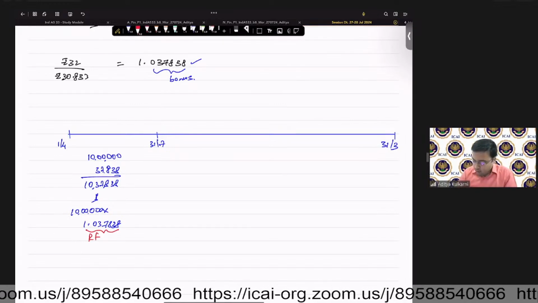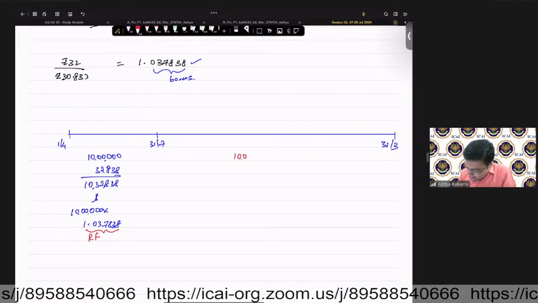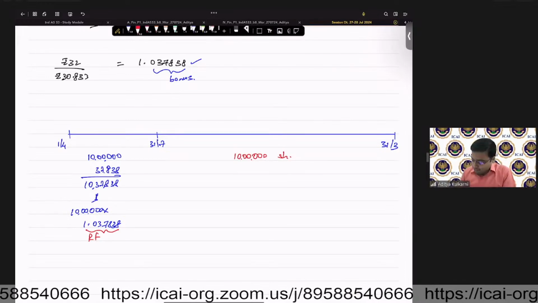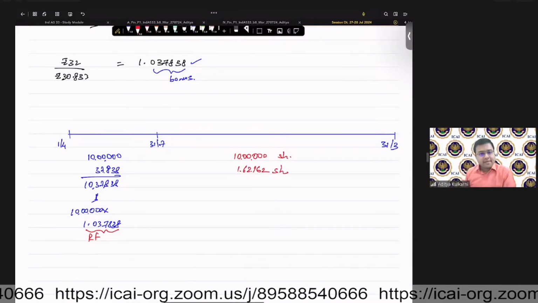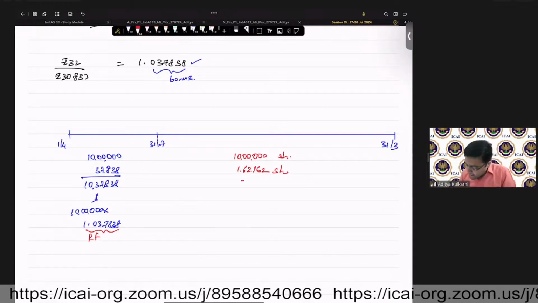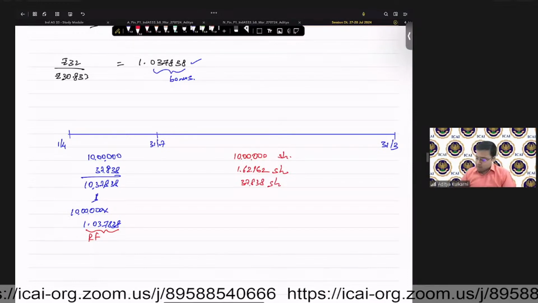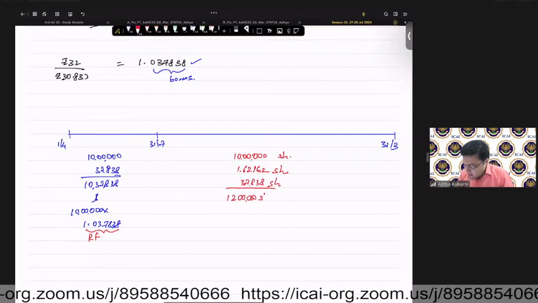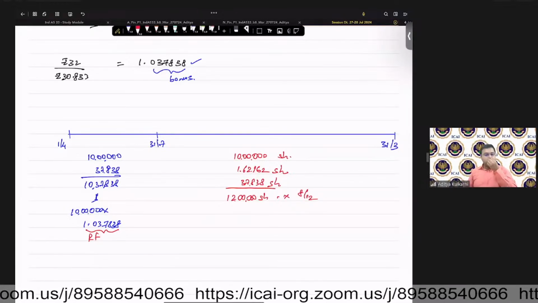Going forward, how am I doing? Well, going forward, I have 10 lakh shares, I have 1,62,162 shares, that is the issue at fair value, and I am having 37,838 bonus shares. So this comes to how much? 12 lakh shares into 8 by 12. Are we okay with this?